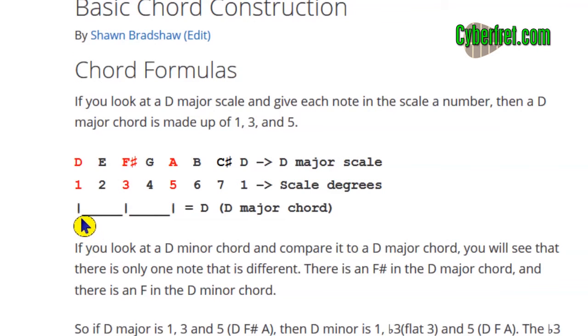So if we give a number to each degree of a major scale, we just give it the numbers from 1 to 7. There are only 7 notes in the major scale before it just starts over again. All right, so this D major chord is going to be made up of 1, 3, and 5: D, F sharp, and A.